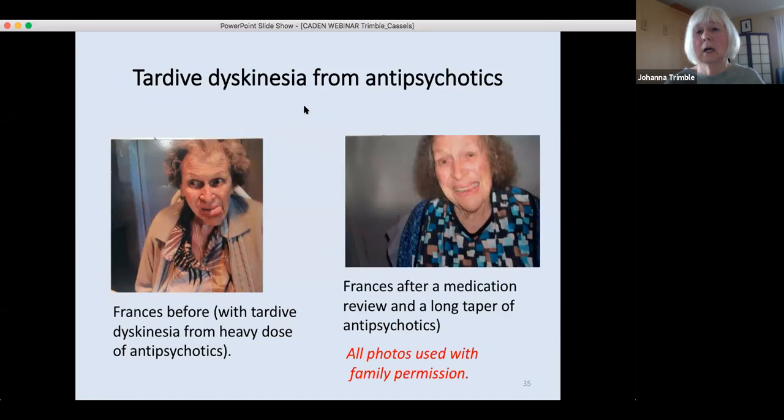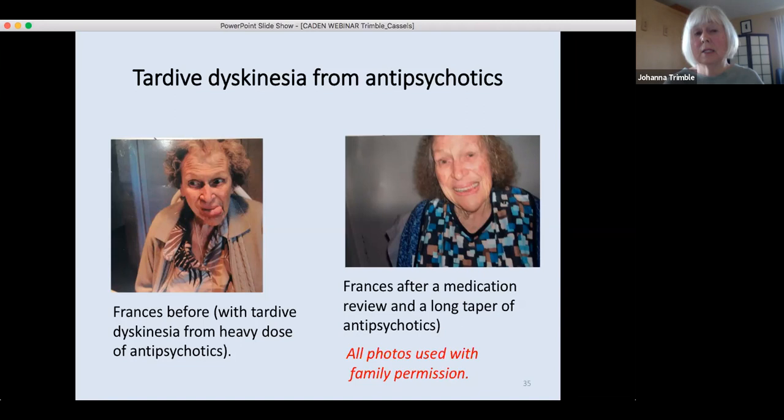And these are the most extreme photos I have, of Frances. These were sent to me by her daughter, Christine, who gave me permission to use these photos and talk about her mom. Frances on the left there is under the influence of heavy doses of antipsychotics, and she has something that is a drug reaction called tardive dyskinesia. That is uncontrollable movements of eyes, tongue, mouth, sometimes other limbs that the patient has no control over. And even after the antipsychotics are stopped, sometimes the tardive dyskinesia will not stop.